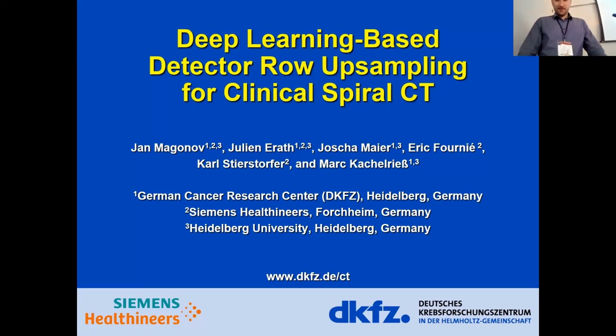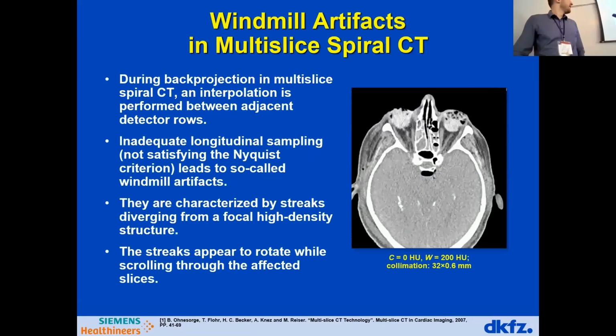Let me directly start with the motivation of this project. Multi-slice spiral CT is a standard procedure in modern clinical diagnostics, and the characteristic feature is the spiral trajectory, which is caused by continuously advancing the patient through the gantry. However, a difficulty is that during the back projection, an interpolation is required in between adjacent detector rows. By not satisfying the Nyquist criterion here, this can lead to so-called windmill artifacts.